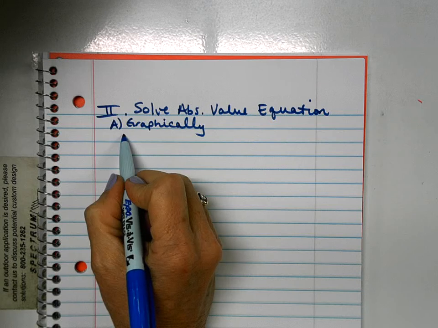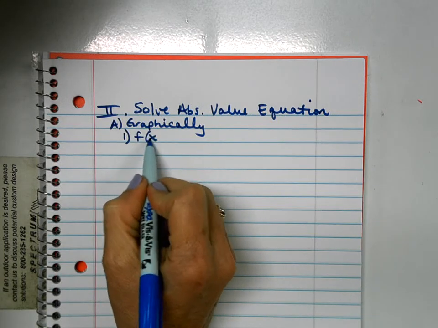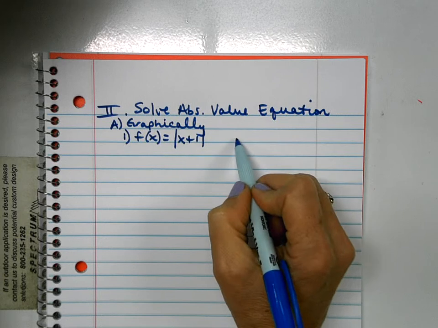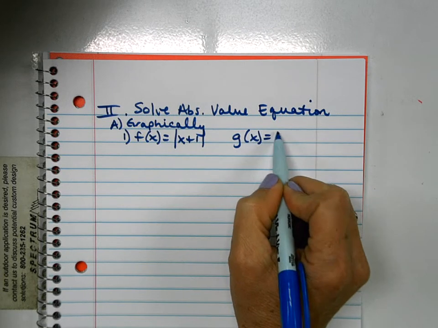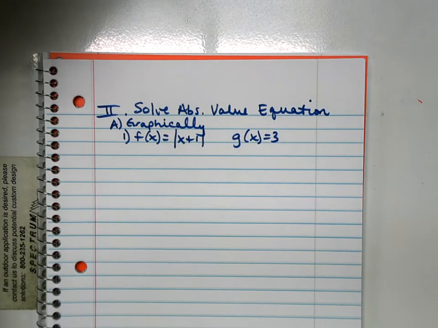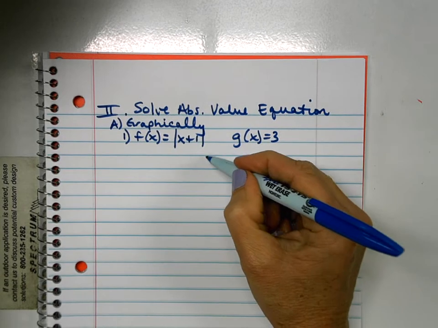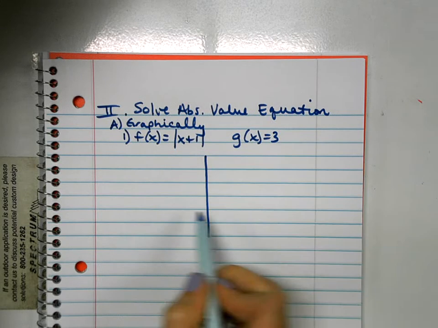So here we go. Number 1, I want you to graph f of x equals the absolute value of x plus 1 and g of x equals 3. I'm going to graph those two things on the same axis, okay? And all of these are going to be absolute values. You're going to have an absolute value and then something else. All right, so set up an x and a y axis.